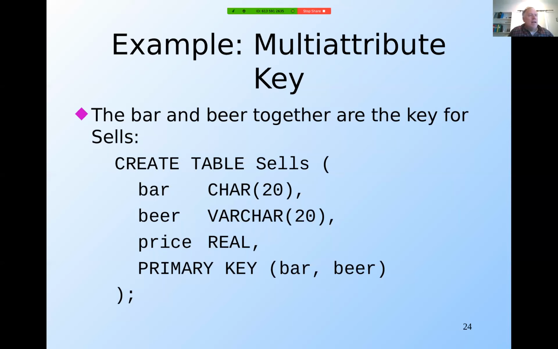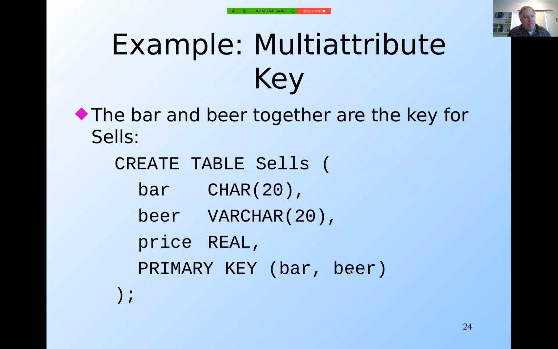So if I had said that the primary key was bar, then what a primary key literally means is that there can be no two distinct tuples that share the same value for that. So basically what that says is I can put one tuple in for Rex. So Rex can only sell one beer. So that's not good, right? If I put in just beer, then likewise, beers can only be sold at one bar. That'd be crazy.